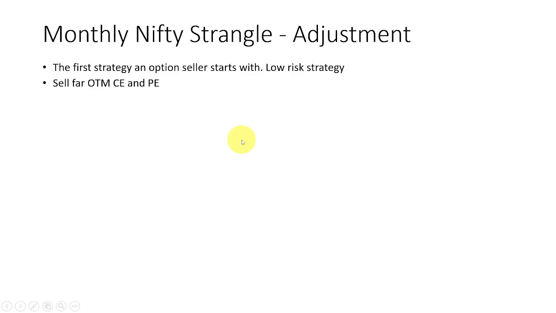So for the beginners who don't know what a Strangle is, Strangle is nothing but selling an OTM call and put. Say suppose the market is around 18,000, we will be selling say 500 or 1,000 points away from the strike price. Say we will be selling 17,000 put and 19,000 call. That is called a Strangle.